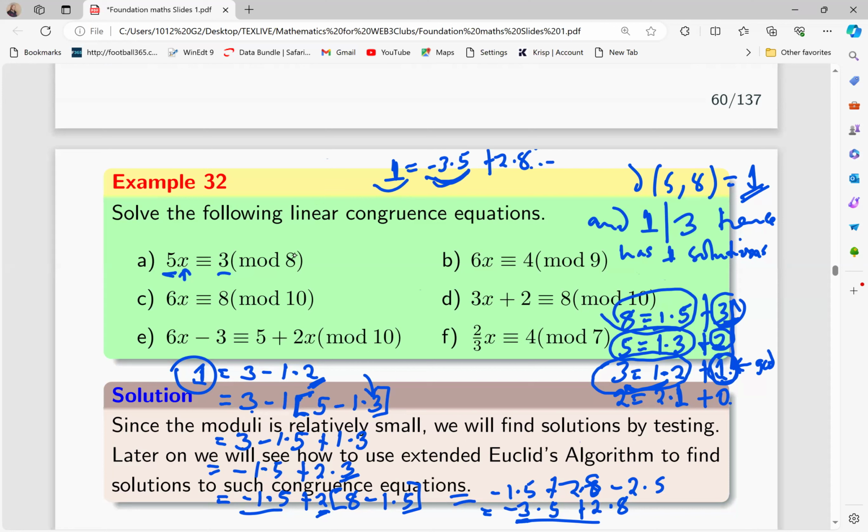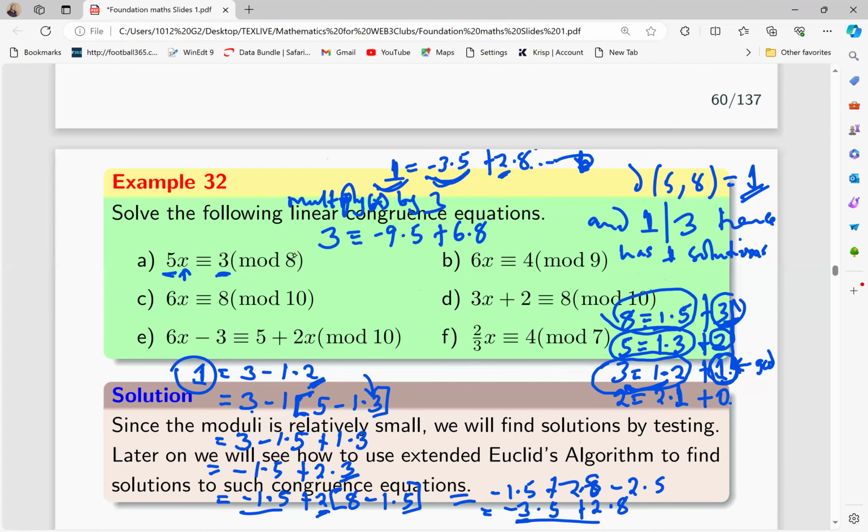Let me call this equation x. I want a 3, but I have a 1. So that means I multiply x by 3. So when I multiply x by 3, at this point you have a 3, at this other point you have negative 9 times 5, and at this other point you have a 6 times 8.